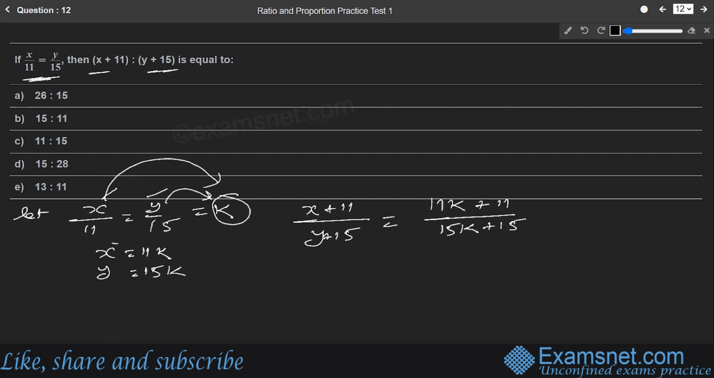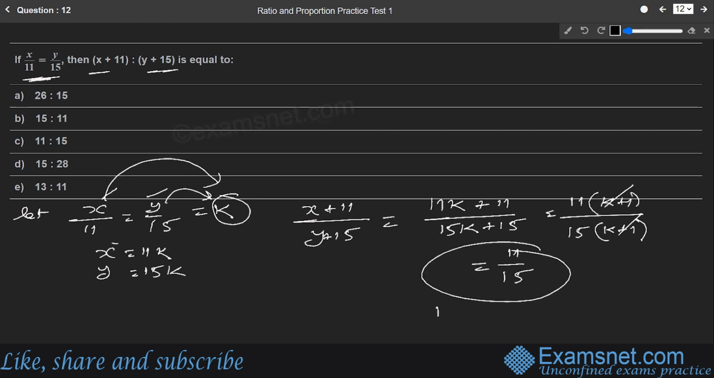Now, 11 can be taken common from the numerator, so it becomes k plus 1. At the same time, 15 can be taken common from the denominator, so it becomes k plus 1 again. These two k plus 1 get cancelled. So the ultimate value of the expression comes out to be 11 by 15, or 11 is to 15. And that is the right answer, which is available in option C.